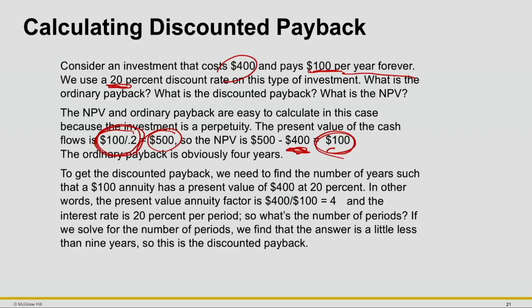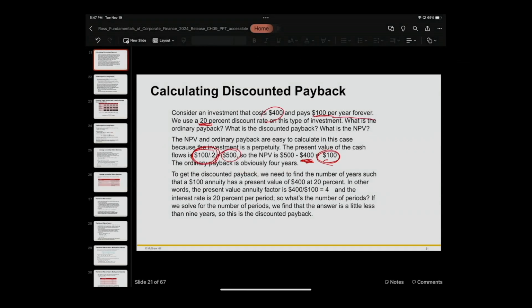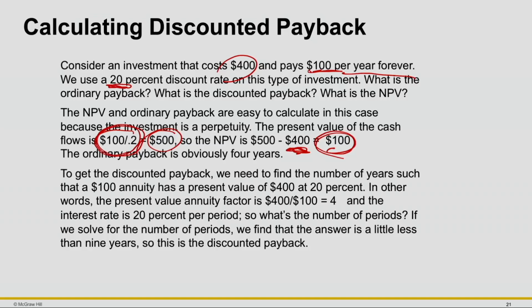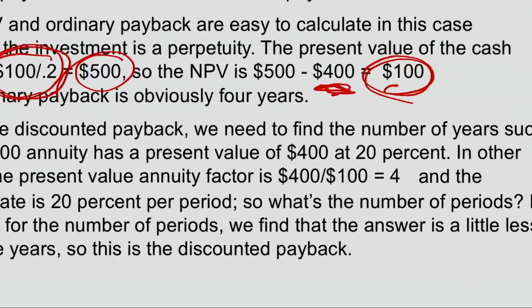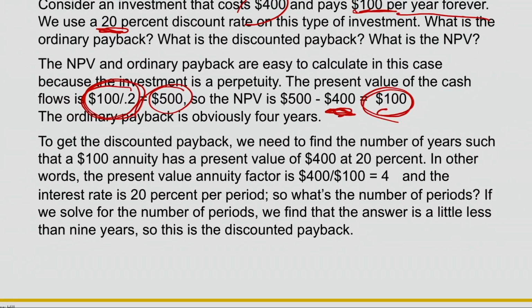So let's go back to that slide, and here we have, yes indeed, the authors did the same thing, and they came up with a little less than 9 years as the discounted payback. So if our discounted payback rule said we only take projects with a discounted payback of 5 years or less, we would reject this. If we said we take a payback of 10 years or less, then we would accept this. But generally speaking, you get the idea.